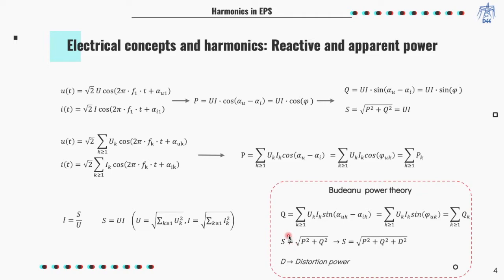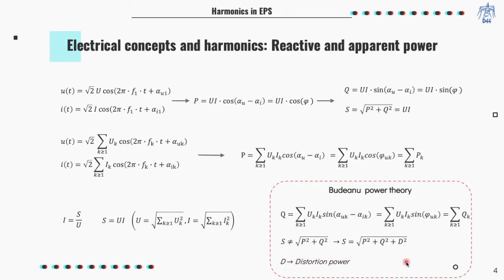proposes an equivalent definition as to the active power in harmonic conditions. This definition is the sum of the reactive power from the fundamental and harmonics. This definition does not verify the relation between the apparent, active, and reactive power in sinusoidal conditions, because we have the power related to the harmonic content, which is characterized by the distortion power.